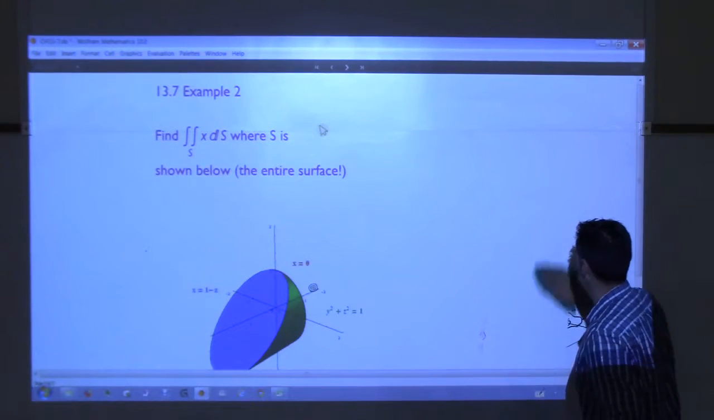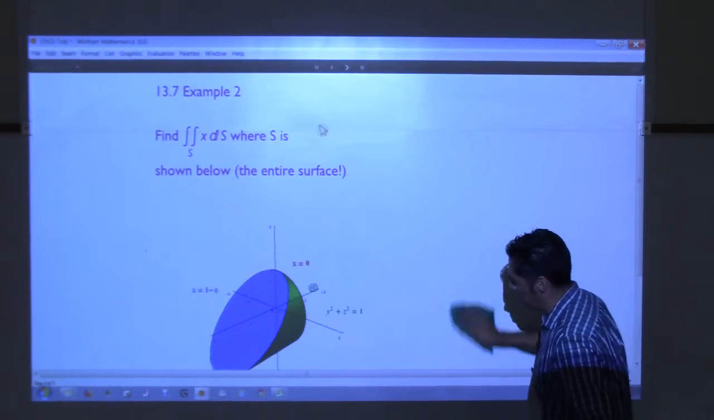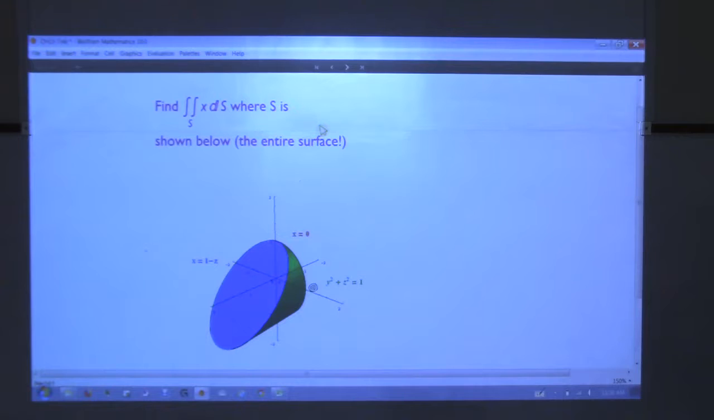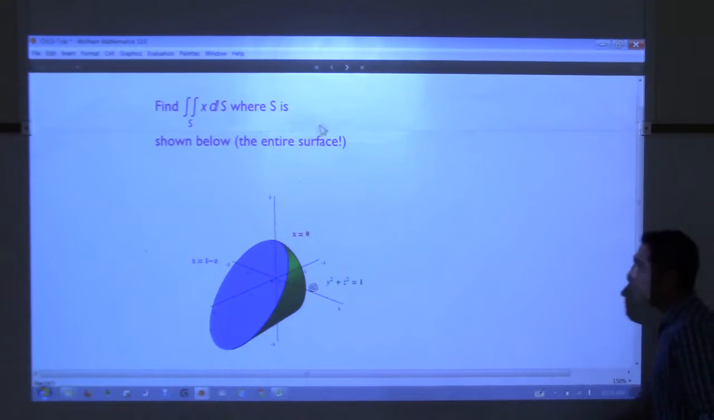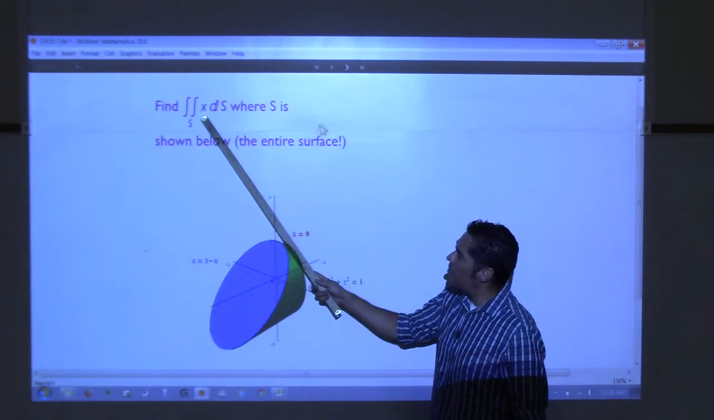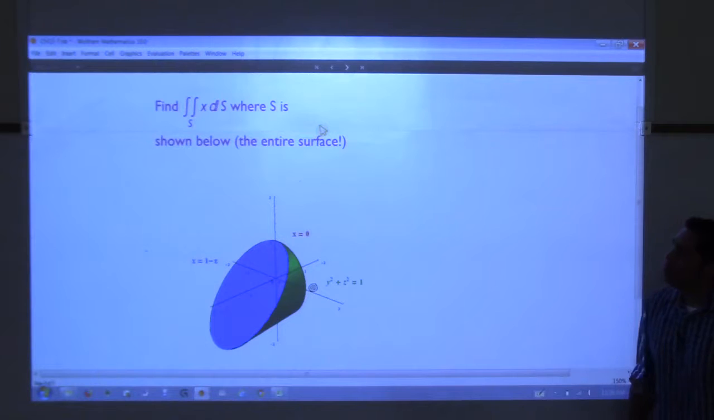There we go. There's a nice looking little surface there. Let's find the surface integral of the scalar function x with respect to surface area, where S is shown below. And I want the surface integral over the entire surface.